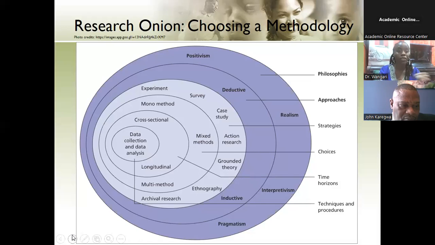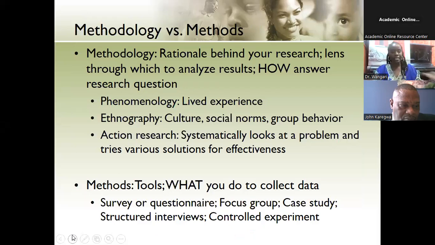We could go on and begin to talk about each one of these, but today I will just stick to methods in research. So as I said in summary, methodology is the rationale behind your research. It's the lens through which you analyze results. It's essentially the question of how do you answer your research question?